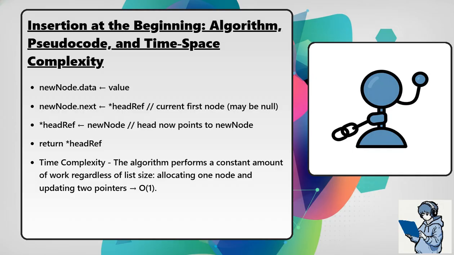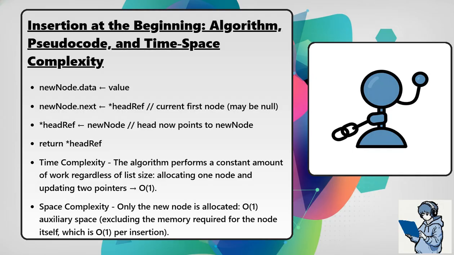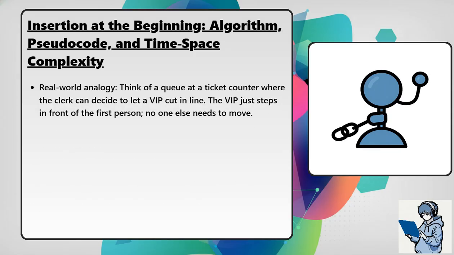Time complexity: the algorithm performs a constant amount of work regardless of list size, allocating one node and updating two pointers, O(1). Space complexity: only the new node is allocated, O(1) auxiliary space, excluding the memory required for the node itself, which is O(1) per insertion. Real-world analogy: think of a queue at a ticket counter where the clerk can decide to let a VIP cut in line. The VIP just steps in front of the first person, no one else needs to move.